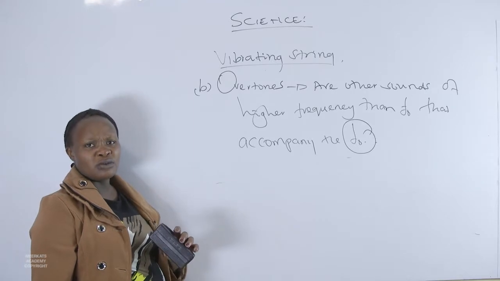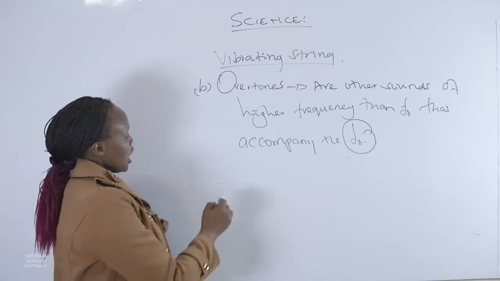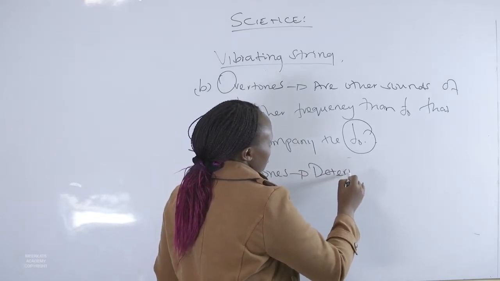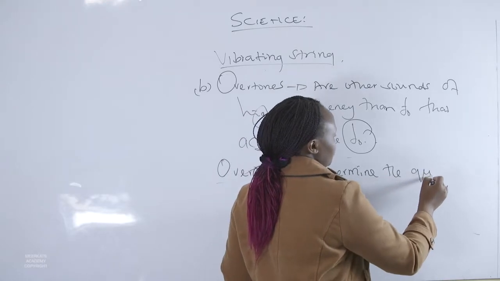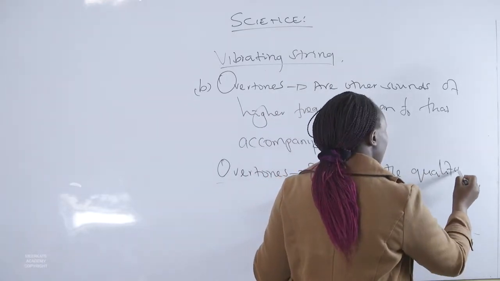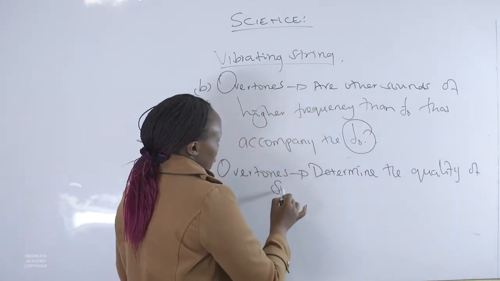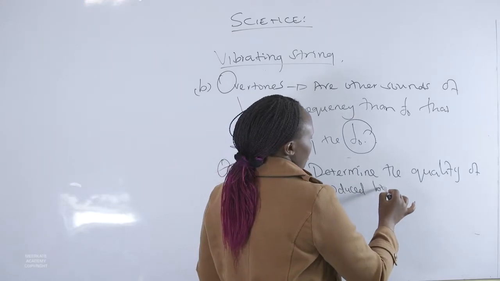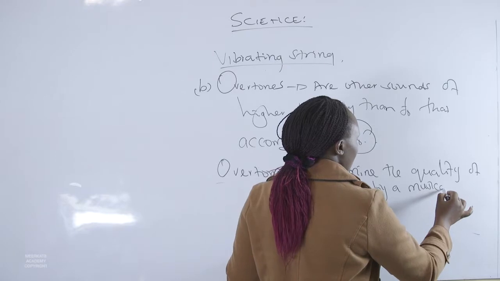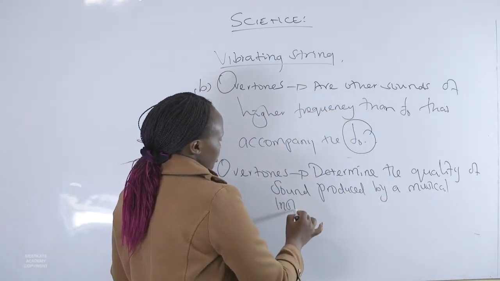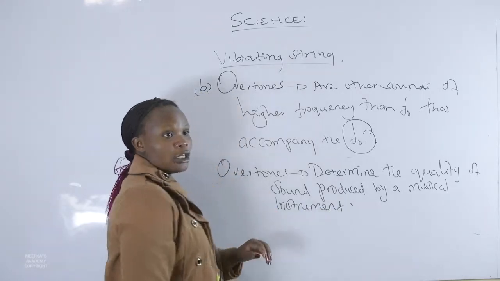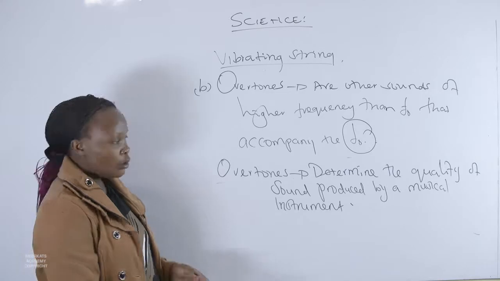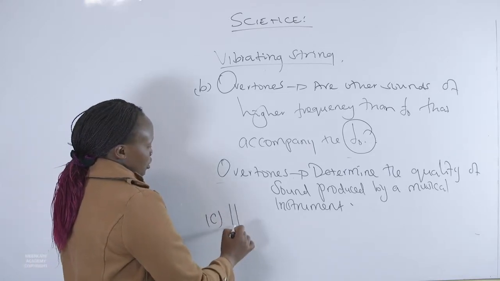And why do we bother to include the overtones? The overtones determine the quality of sound produced by a musical instrument, and for that reason they are of utmost importance. We will also look at another one, which we call a harmonic.